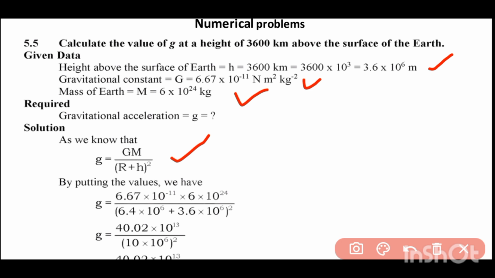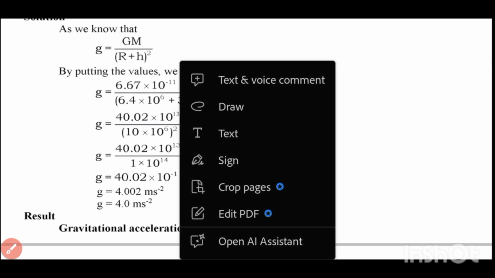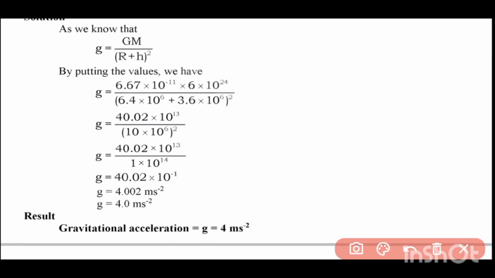After putting the values, we get the relation g is equal to 6.67 multiplied by 10 raised to power minus 11 multiplied by the value of mass 6 multiplied by 10 raised to power 24, and substituting the values of R and h, we get the value of g finally 4 meter per second square. So our result is gravitational acceleration g is equal to 4 meter per second square.